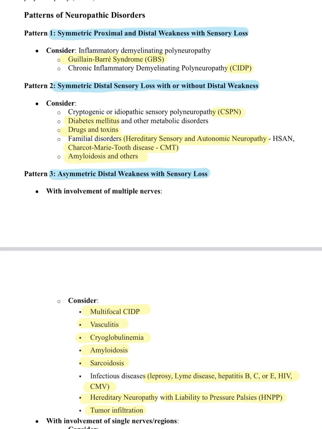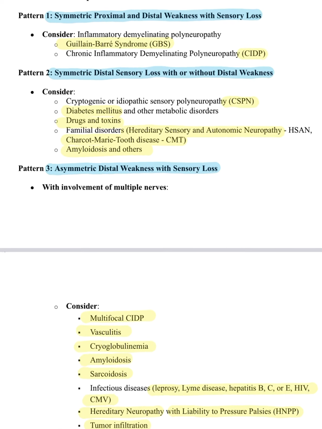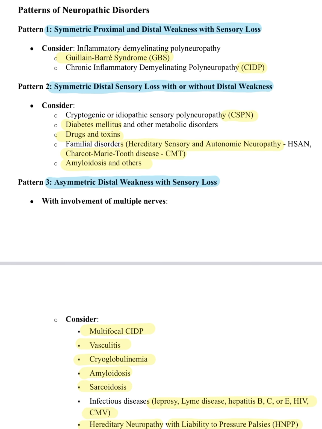We'll study the patterns of neuropathic disorders that make it easy for us to diagnose the cause of that peripheral neuropathy. Okay, so pattern 1: symmetric proximal and distal weakness with sensory loss. Where do you find that? In GBS. Okay, there will be proximal and distal weakness with sensory loss, and also in CIDP.